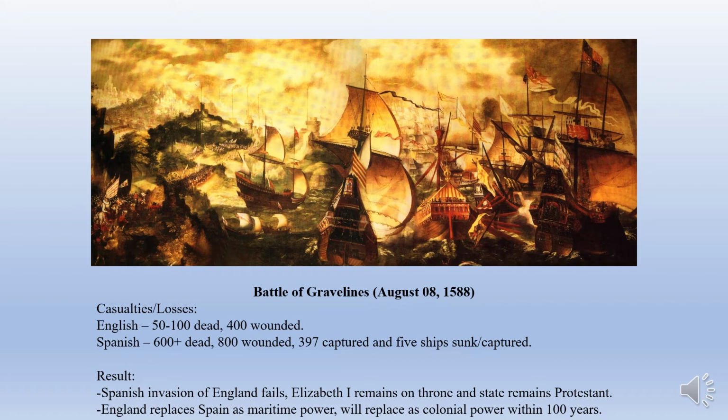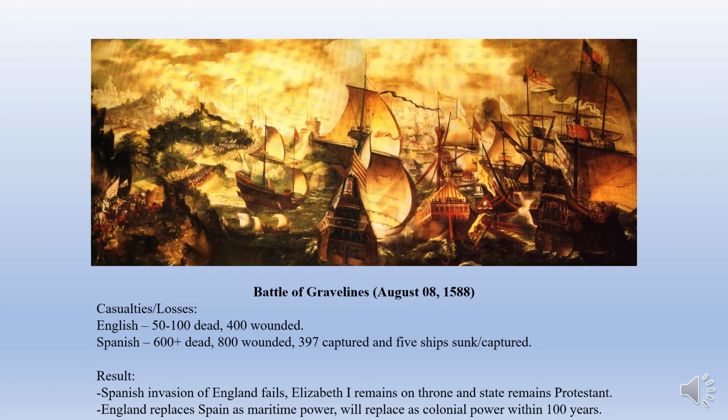All these old derelict ships that can barely float, that are loaded with flammable materials, are essentially steered into the heart of the Spanish Armada. These Spanish ships are big, they're not maneuverable, they're in harbor at the time, and they can't escape. Also, a storm comes up at the end of this, so by the time it's all said and done, 50 to 100 Englishmen are killed, 400 wounded. But 600 plus Spanish are killed, 800 are wounded, 397 are captured, and 5 of their largest ships are sunk or captured.